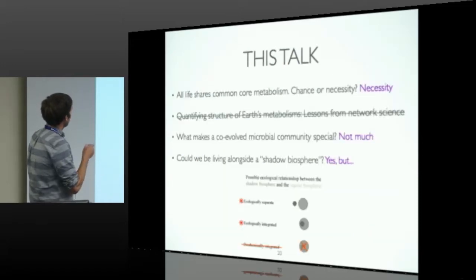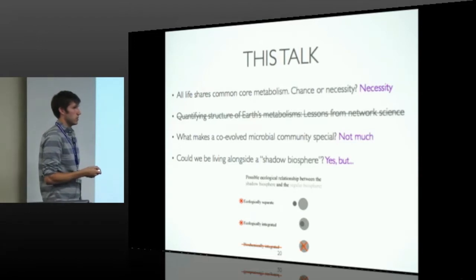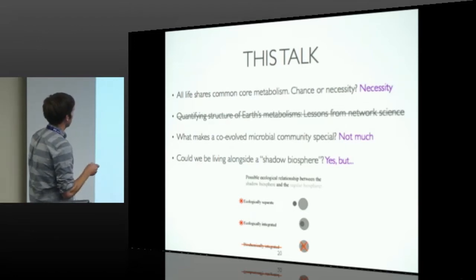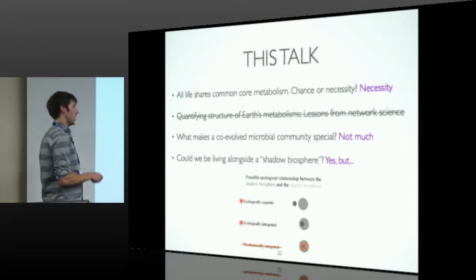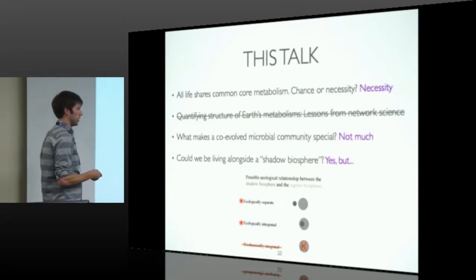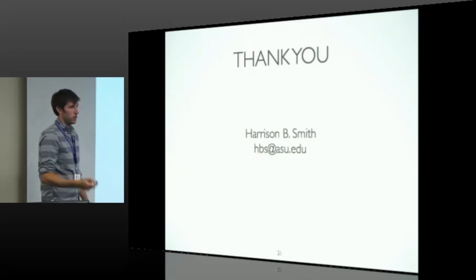And then just recapping the points that I brought up at the beginning, is this chance or necessity that all life shares a common core metabolism? This seems to hint that this is necessity. You wouldn't see two types of life living, coexisting together in the same physical space. We quantified the structure of Earth's metabolisms. What makes a co-evolved microbial community special? Not much. There are some measures that they're distinguished a little bit, but most of the measures, they look pretty similar. Could we be living alongside a shadow biosphere? Well, yes, but not this particular type where you're biochemically integrated. So with that, thank you, and I'll take any questions.